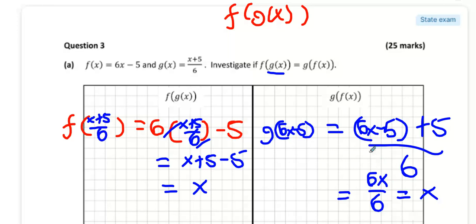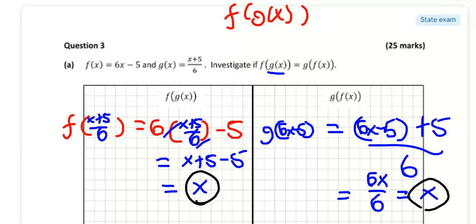function. Not even the fact that we got the same answer, the fact that we got x, just x on its own, that the input is the same as the output, means that they are inverse functions. Because input same as output, they got to be inverse to each other.